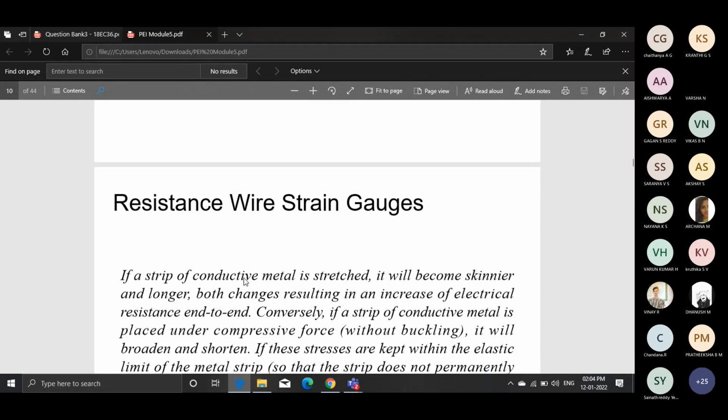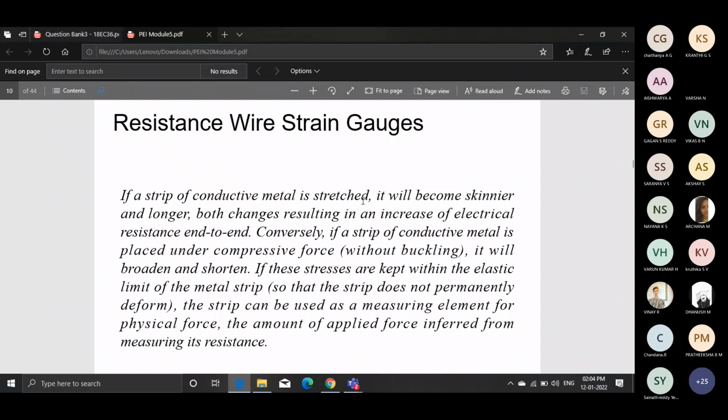This is one more type of resistance sensor: resistance wire strain gauges. If a strip of conductive metal is stretched, it will become skinnier and longer, both changes resulting in an increase in electrical resistance end to end. That is what I am telling.